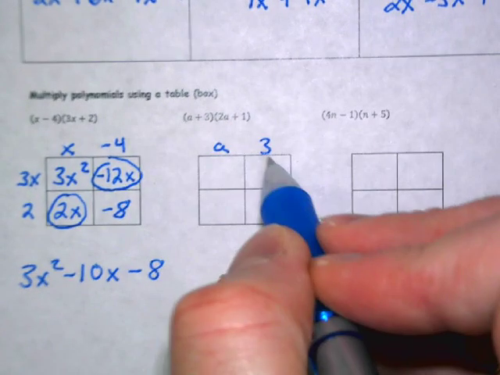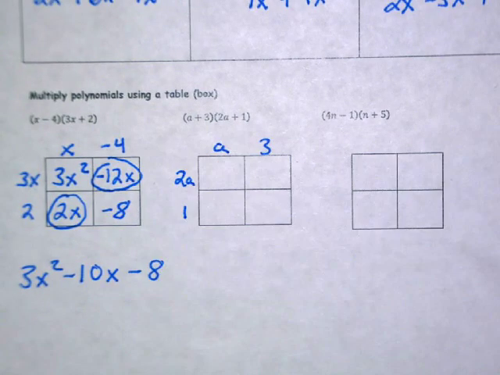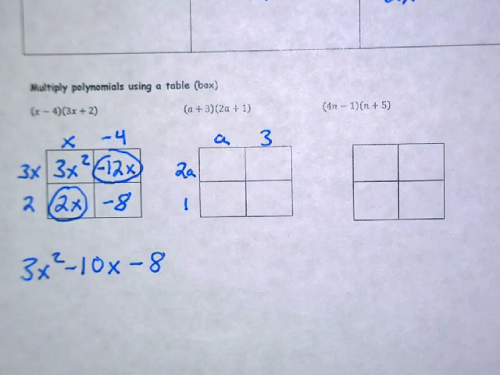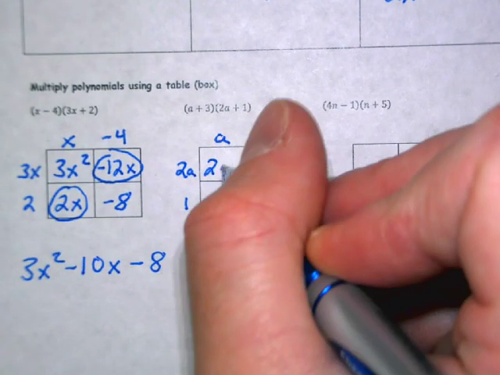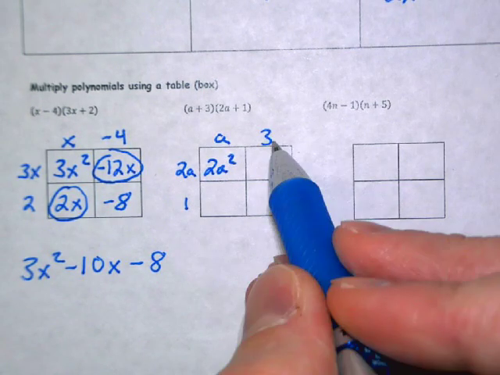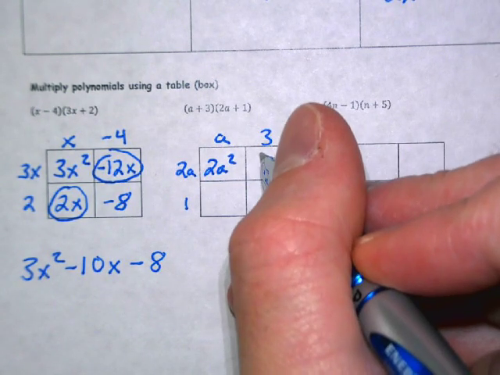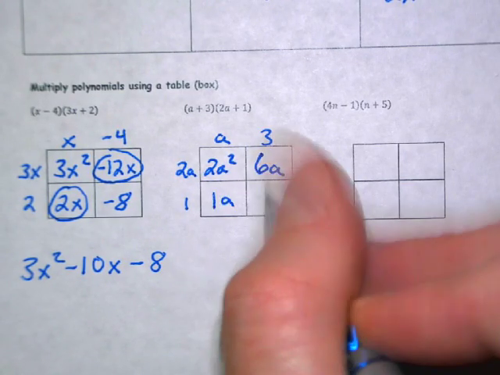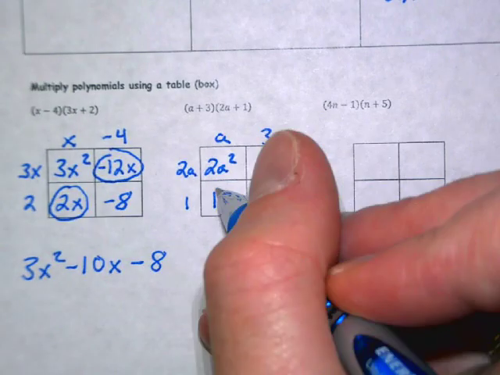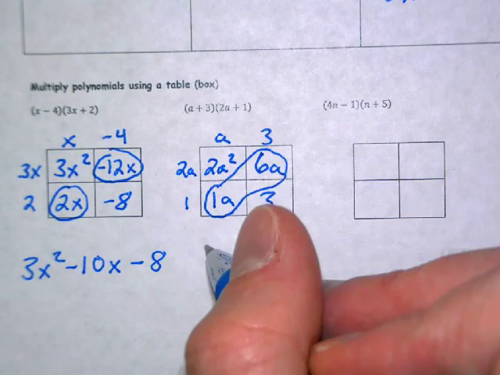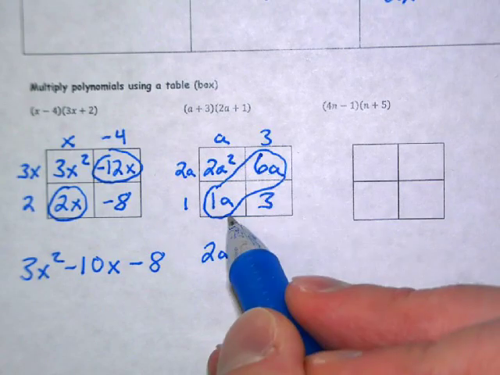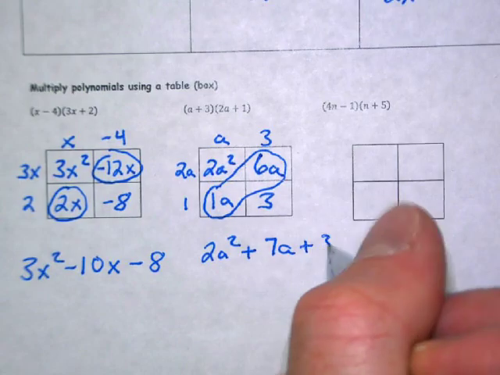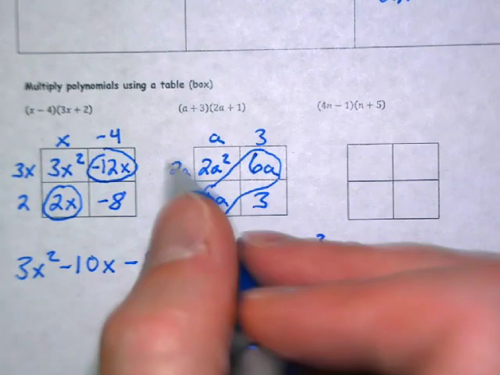All right, same thing on the next one. A plus 3, and down the side, 2a and 1. Okay, so what is 2a times a? Yep, 2a to the second. 2a times 3? 6a, yep. And times 1 makes it very easy. 1 times a is 1a, 1 times 3 is 3. So here's our like terms. So we got 2a squared first, 6a plus 1a leaves us with 7a, and then last, plus 3.